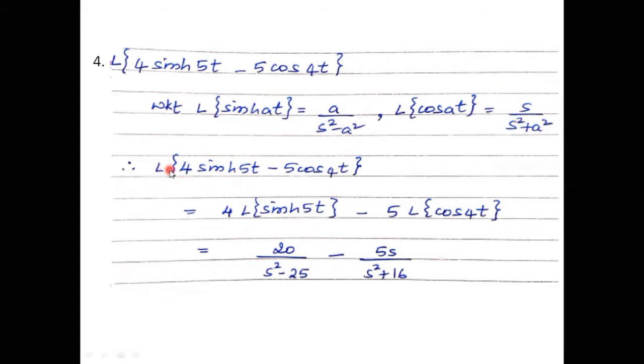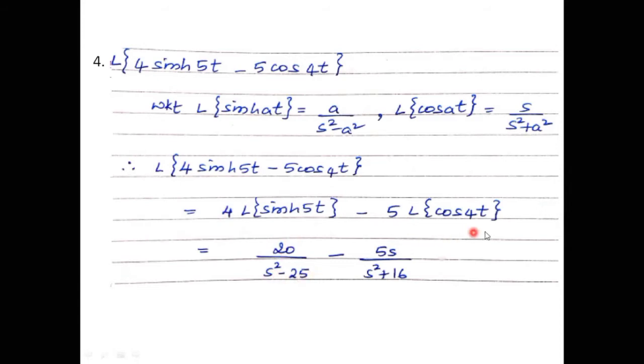So here I have just used the linearity property again, and now when I use this formula, the Laplace transform of sinh 5t will be equal to, see here, sinh at is a by s square minus a square. In place of a, I am having 5 here, so it is 5 by s square minus 5 square. Since I had 4 here, 5 into 4 was 20, so 20 by s square minus 5 square, that is 25.